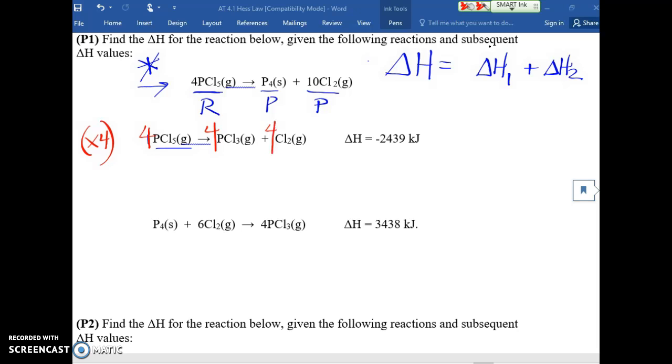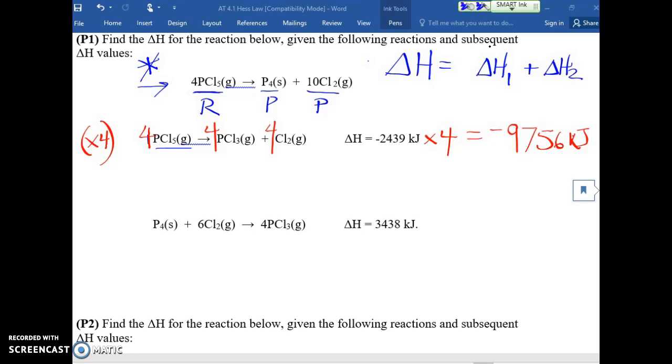And don't forget, my friends, you therefore need to multiply that negative 2439 by 4. Let me do that right now. 2439 times 4 equals 9756. Negative 9756 kilojoules. That's a typical move. You might have to double something. You might have to cut something in half. That's, again, very, very typical.